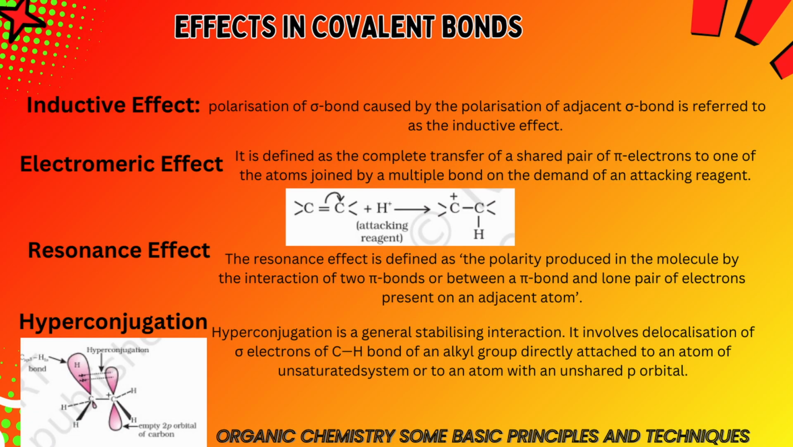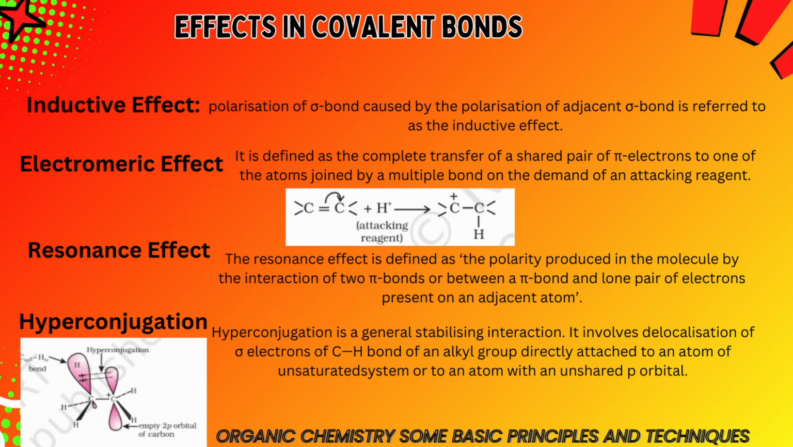The resonance effect explains how electron density shifts within molecules with conjugated systems. For example, in aniline, the lone pair of electrons on nitrogen delocalizes into the benzene ring, stabilizing the molecule. Conversely, in nitrobenzene, the nitro group pulls electron density away, creating a negative resonance effect.